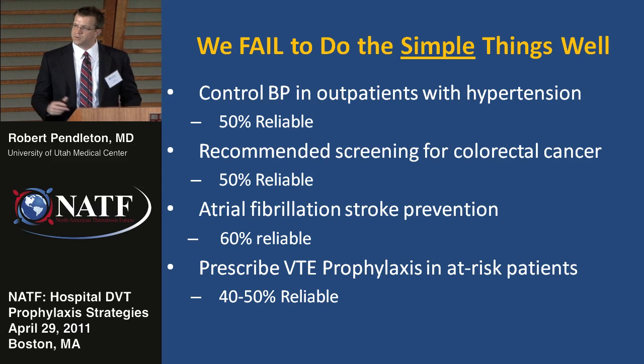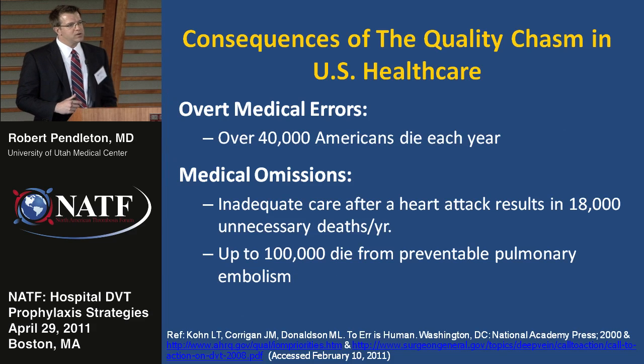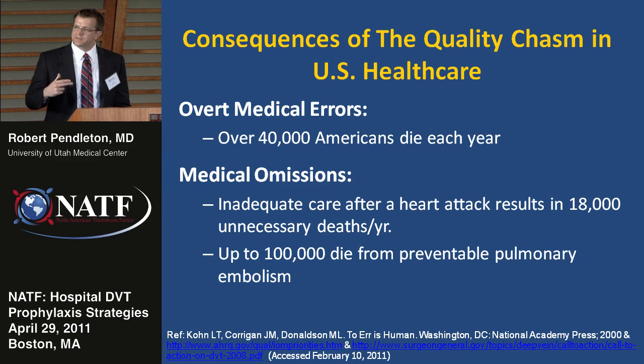And as today's focus on DVT and pulmonary embolism prevention, on a broad-based sense, we only deliver appropriate prophylaxis to patients about half the time. So we have a lot of work to do to try to improve care. And it's important to recognize that this failure to deliver systematic care has major consequences to our patients in terms of morbidity, mortality, and overall costs.